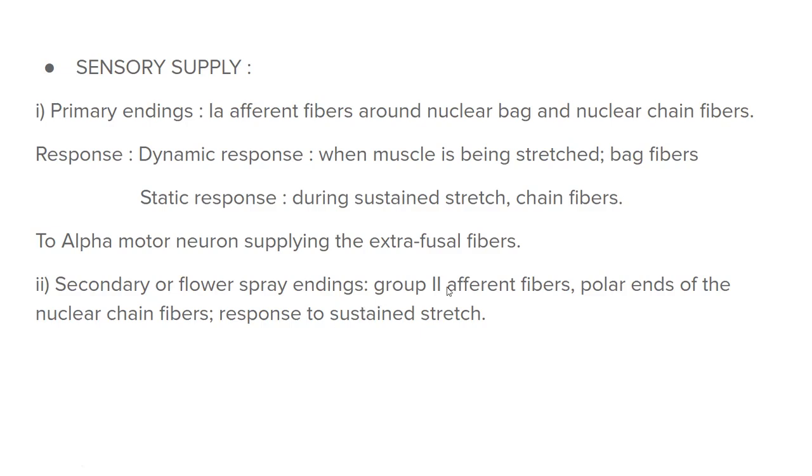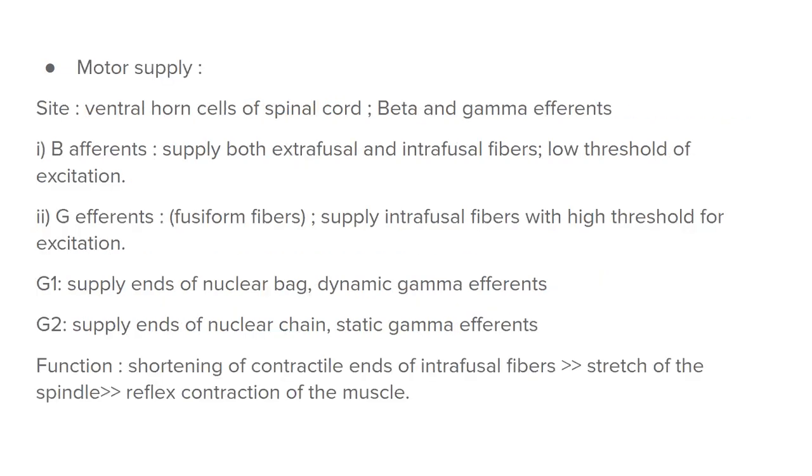Then you have another, less significant afferent, that is your secondary or flower spray endings. These are the group 2 afferent fibers, and they are present only in the ends of the nuclear chain. So your nuclear bag has afferents, which is your 1A, and then your nuclear chain has 1A with spirals, otherwise called annulospiral, and then you have the flower spray endings. So the nuclear chain also has group 2 afferent fibers going to the spinal cord. But at the end of the day, the end result is going to the spinal cord, coming back as alpha motor neuron and contracting the muscle within which these muscle spindles are present. That is the sensory supply.